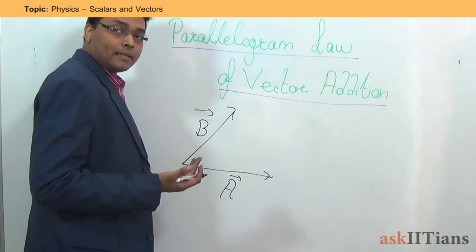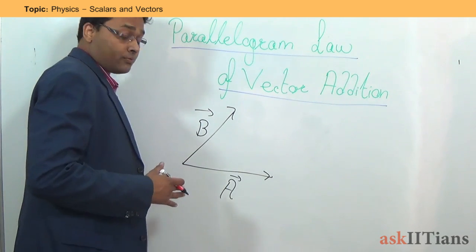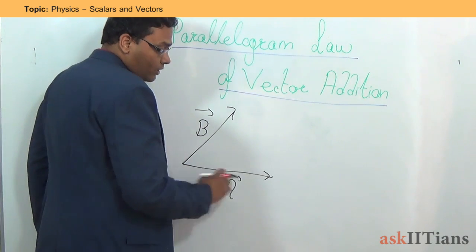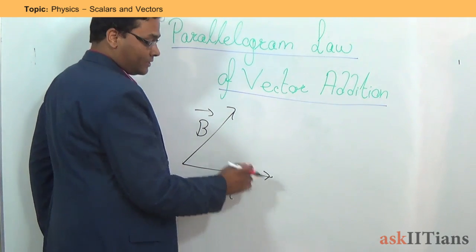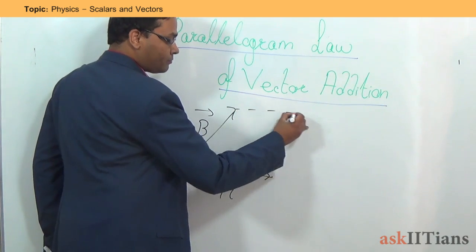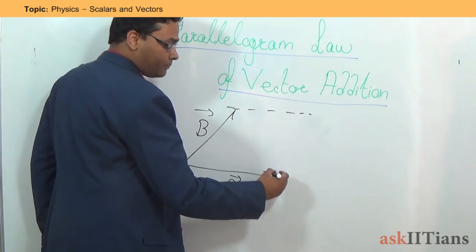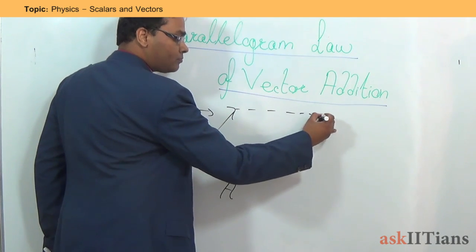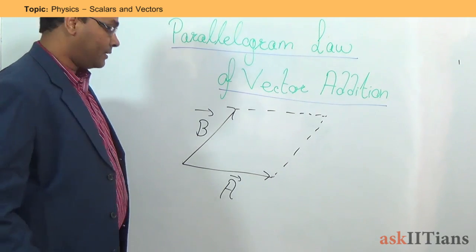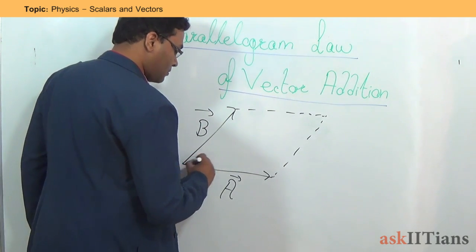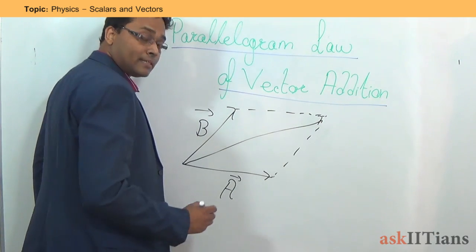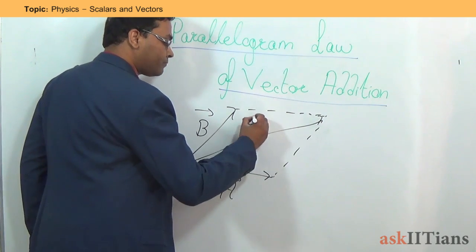Now we need to make a parallelogram out of it. So what will we do? We will draw a line that should be parallel to the vector A starting from here. And similarly we have to draw a line that is parallel to the vector B starting from here. So this is what we will get. Further, this is going to be the resultant vector C.